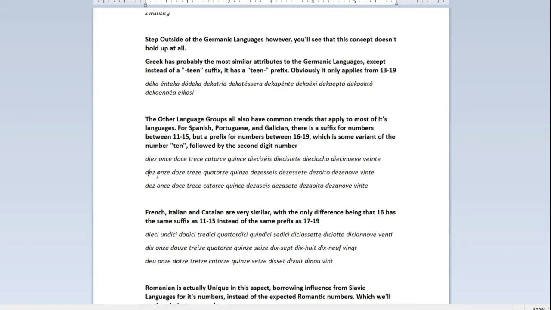Same exact applies to Portuguese. All of these have a Z, Zed, a ZE, sorry, suffix all the way up until 15. Then you go to 16 and 19, and it's just 10 and then the number. And as you can see, same exact thing with Galician. Galician, Portuguese, very, very similar languages, so I've heard.